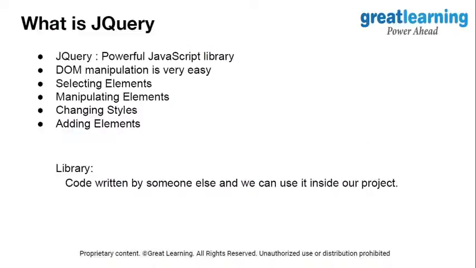So what is the library? That is jQuery. jQuery is a powerful JavaScript library. It makes DOM manipulation, that is nothing but selecting our elements, very easy: selecting elements, manipulating elements, changing elements and applying changes on them. Elements are the same elements we were talking about when we talked about HTML. Changing styles, adding elements, all those things.